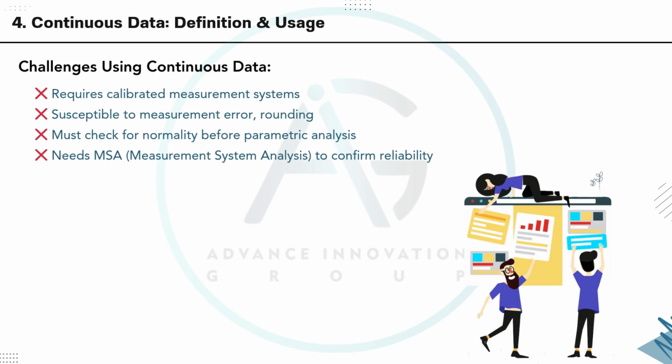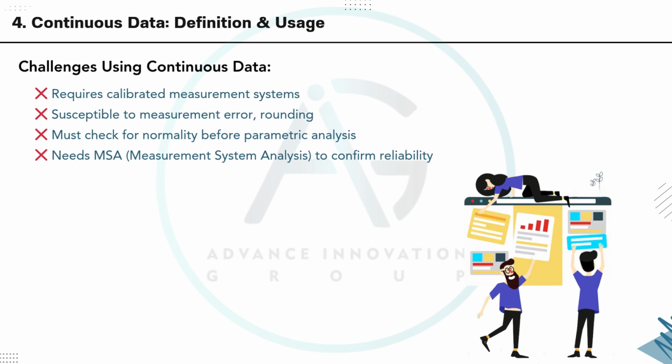However, using continuous data does come with some challenges. First, we need calibrated measurement systems. If our tools are off, our data will be too, leading to inaccurate conclusions. It's also more prone to measurement errors and rounding issues. Since we're working with precise numbers, even small mistakes can skew results.